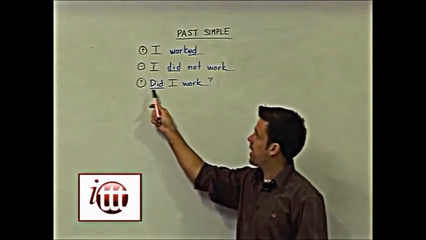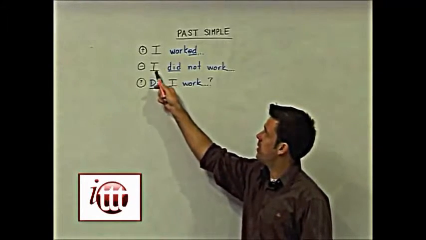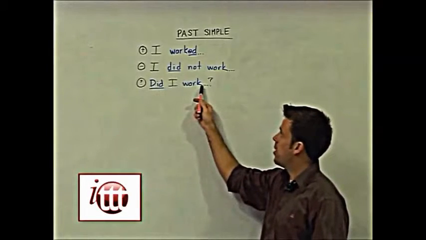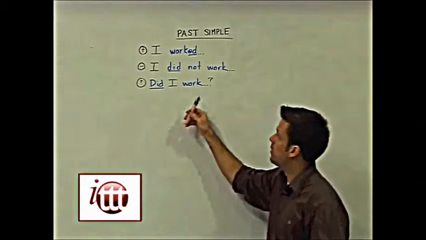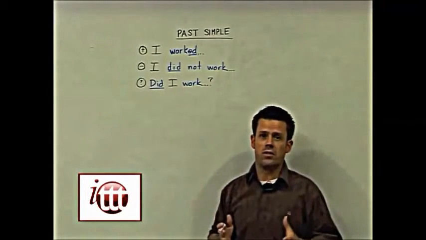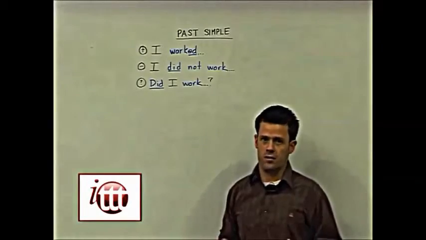Here, we have did I work. Again, you can see the inversion of the position of the helping verb and the subject to help us create our question. Now, when we use did, again, we can use did for any of the subjects in our sentence from I, or he, she, etc.